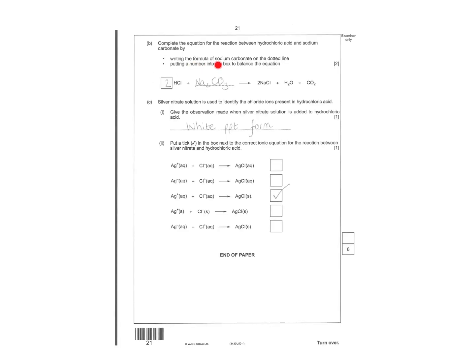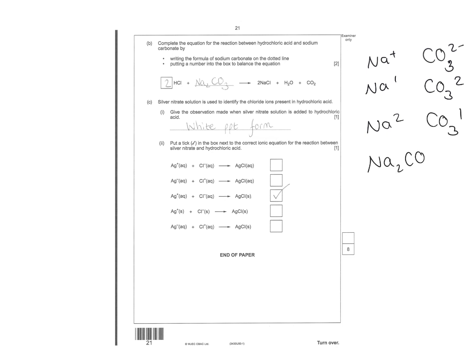Then it says, write the formula for sodium carbonate in the box. Go to the back, look for it. Ignoring that 3, don't worry about that 3. So put them at the top, swap them, and then drop them. You don't need to drop the 1.